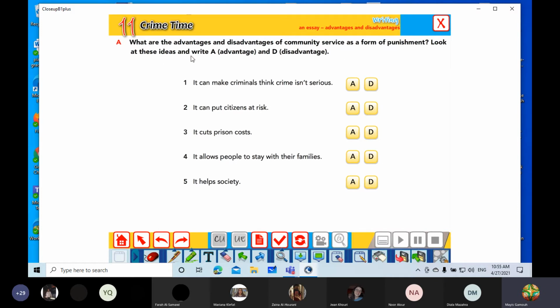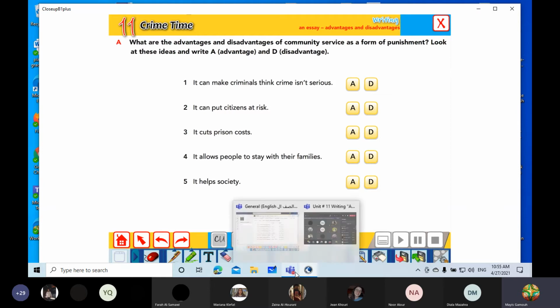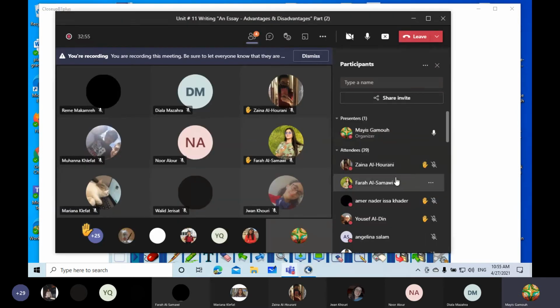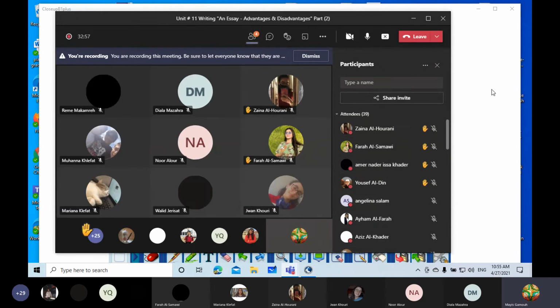Look at these ideas and write A for advantage and D for disadvantage. So here we have a couple of advantages and disadvantages regarding having the community service as a form of punishment if the person commits a crime. So who would like to start with the first one in here? And I'll have, let me see, yalla Amer.